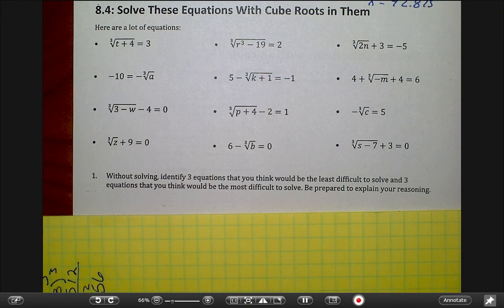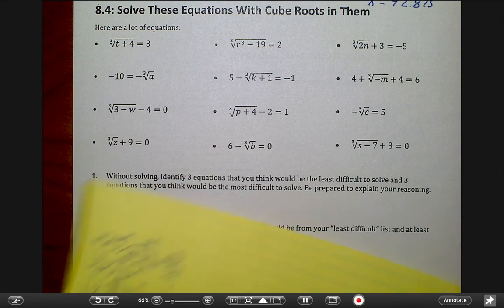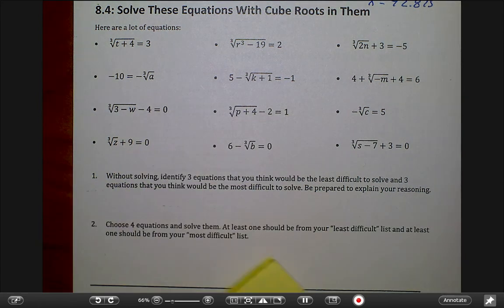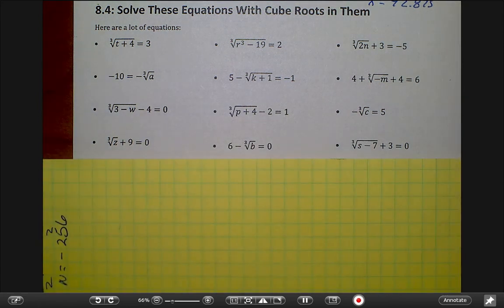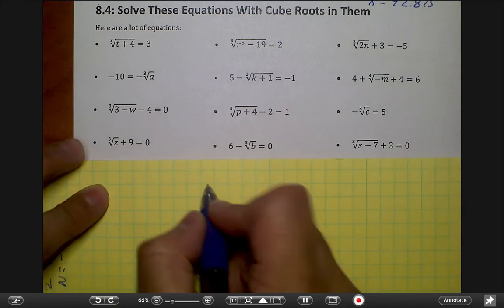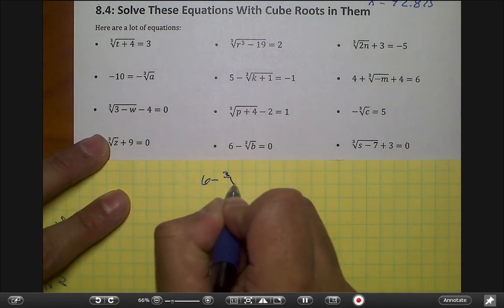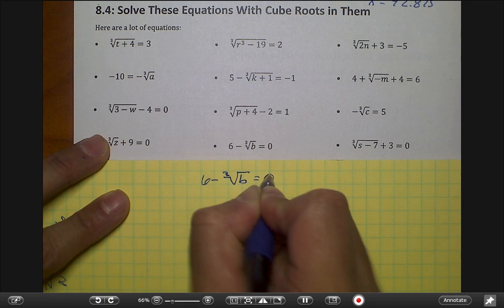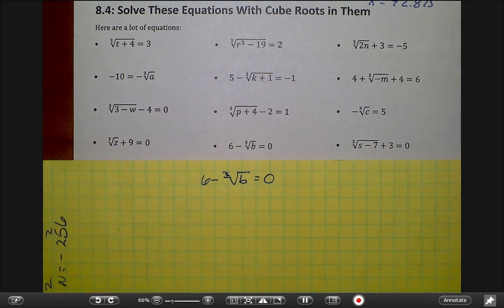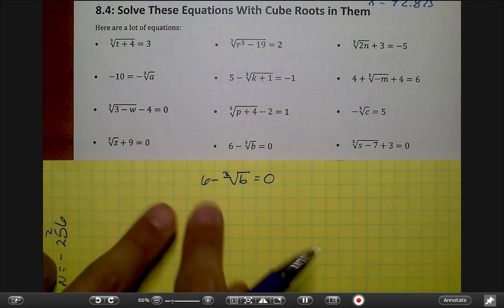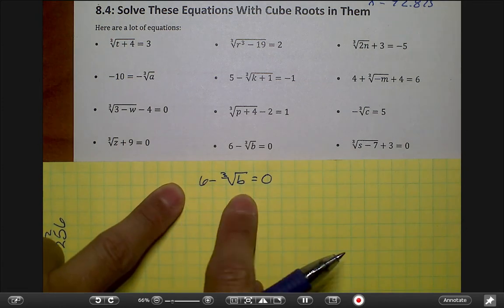The bottom middle. Okay, bottom middle is a good one. So let's do the bottom middle one. So it has 6 minus cube root of b equals 0. Okay, so we just minus 6. Okay, we got to get the radical by itself, so I'm minusing 6 from both sides.